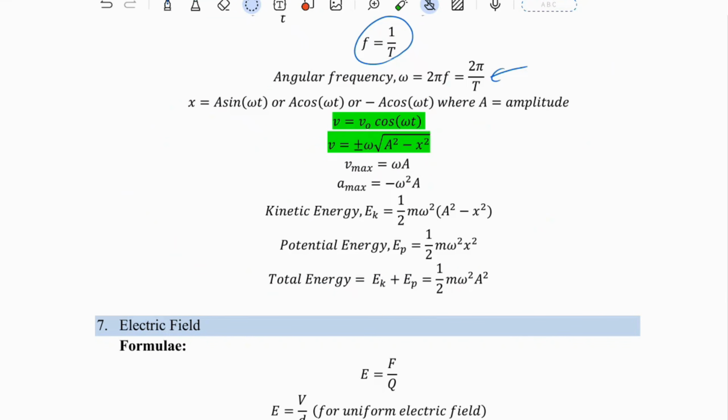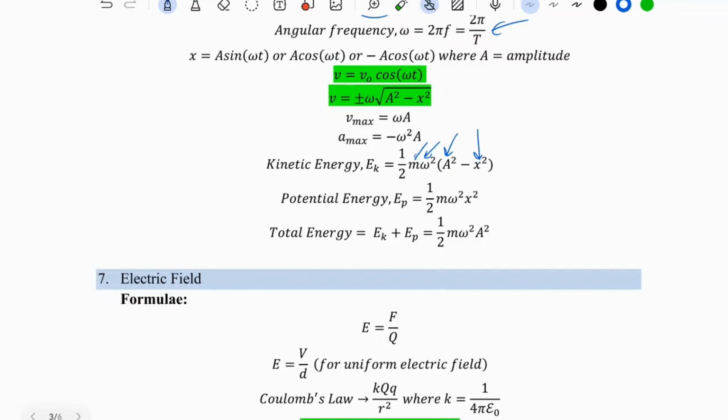Okay, kinetic energy is half m omega square, a square minus x square. This m is the mass of the object, omega is your angular frequency, a is again your amplitude, and x is the position. Then potential energy, we have almost a similar type but not exactly the same: half m omega square x square. Then total energy is kinetic energy plus potential. Just add these two, you can get this.